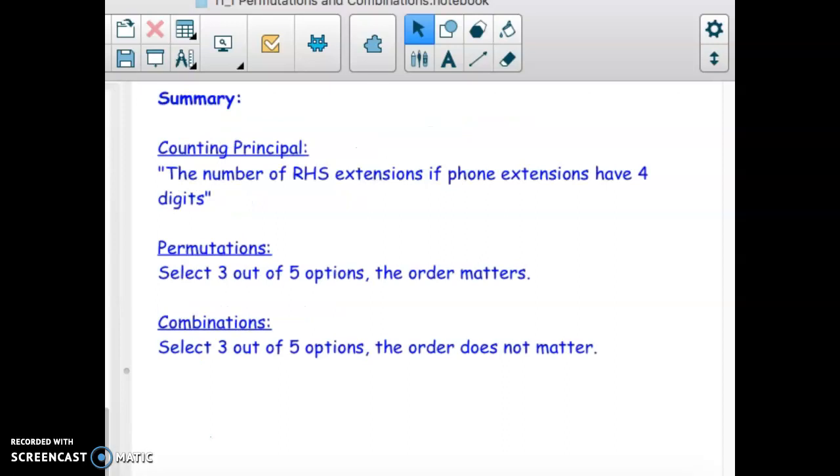So, counting principle is when you're thinking of options and you're multiplying them together. A common, like, FCA thing is license plates, all right? Permutations is when order matters. Combinations, order does not matter.